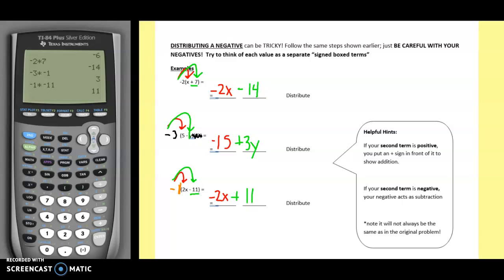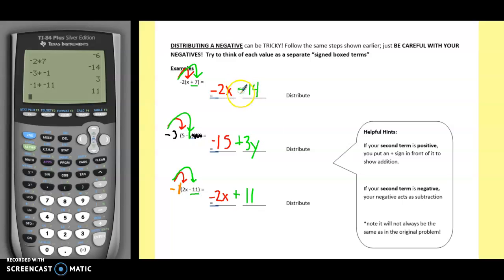Because again, in your calculator, you're only going to see just the 11. So it's really easy, guys, to just write down your 11 and move on. But we need connectors when we're writing out the distributive property. So just some helpful hints I also included in your note sheet to reference. Again, if your second term is positive, just like I'd mentioned, you're going to need to put that plus sign in front of it to show addition.